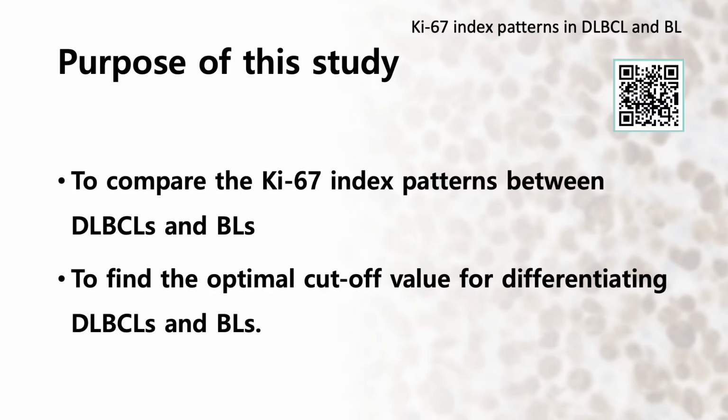As we employed image analysis software on reporting the Ki-67 labeling index, we have noticed the proportional difference in the patterns of Ki-67 staining between Burkitt lymphoma and DLBCLs. Thus, we designed a comparative morphometric analysis and evaluate the cutoff value for the Ki-67 index in differentiating DLBCLs and Burkitt lymphomas. The purpose of this study is to compare the Ki-67 index patterns between DLBCLs and Burkitt lymphomas, and second, to find the optimal cutoff value for differentiating DLBCLs and Burkitt lymphomas.